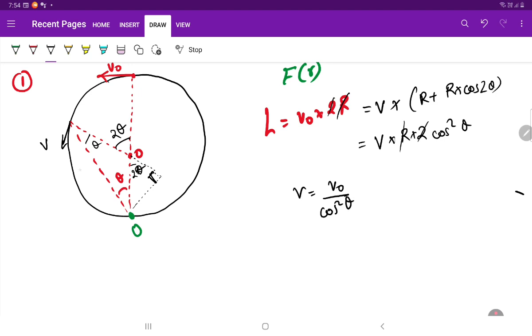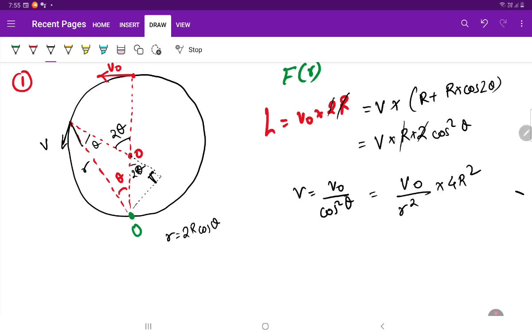Another point of consideration is that small r is equal to 2R cos theta. Hence I can say cos theta is equal to small r by 2R. And if I simplify it further, we'll get v to be v naught by small r square into 4R square, capital R square of course. So this is the velocity of the body after a certain moment.